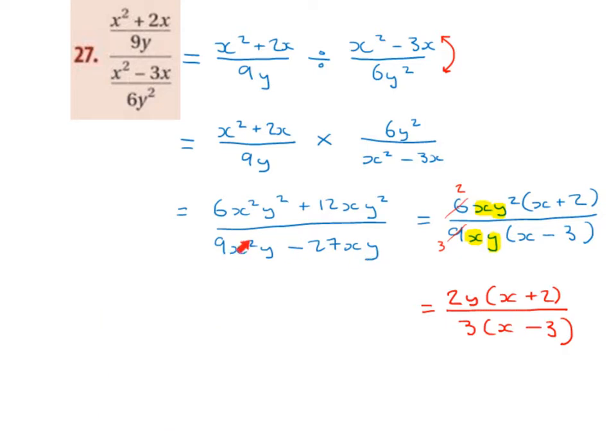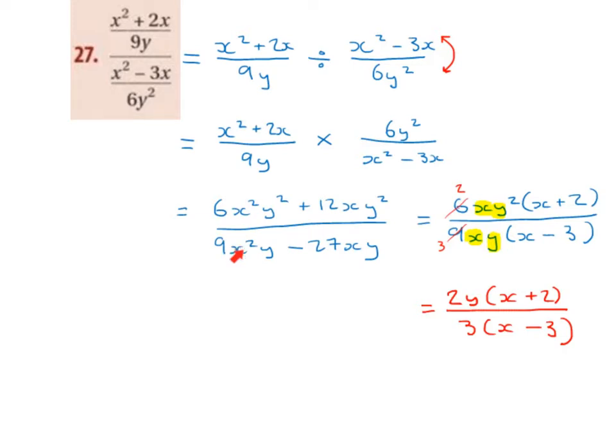Now we're going to factorize the bottom of the fraction. So we have 9x squared y minus 27xy. So we have to find the highest common factor. So out of the numbers 9 and minus 27, 9 is the highest common factor. Then we have an x squared and an x. So x is the next part of our highest common factor. Then we have a single y and a single y. So y is the last part of our HCF.